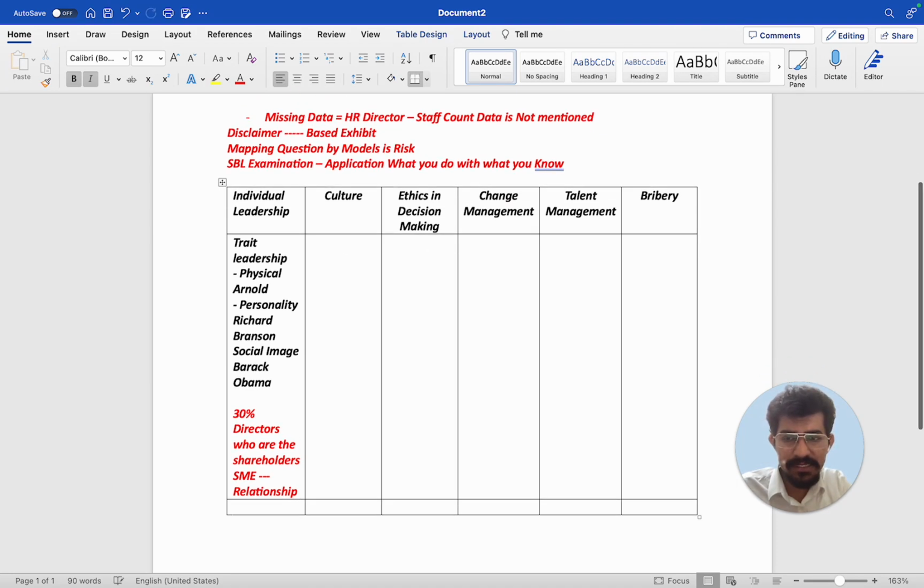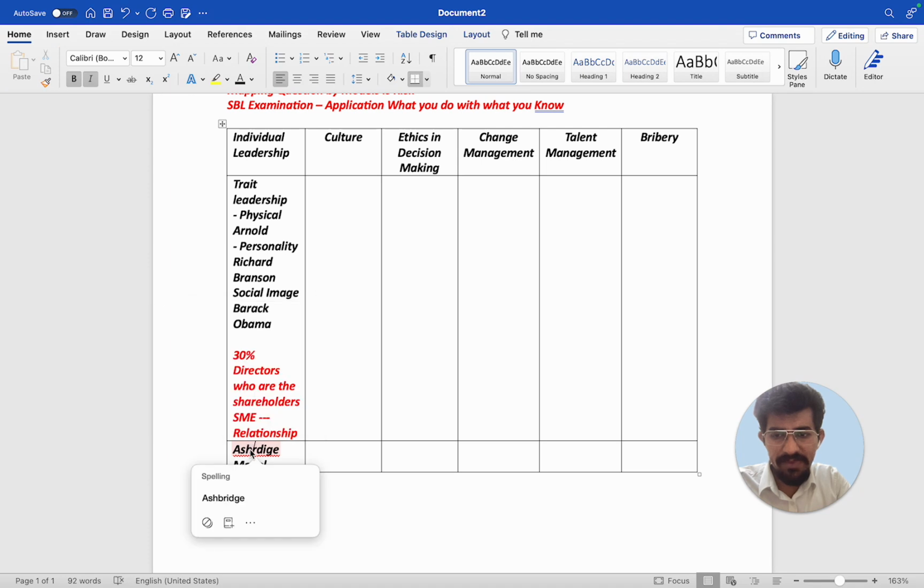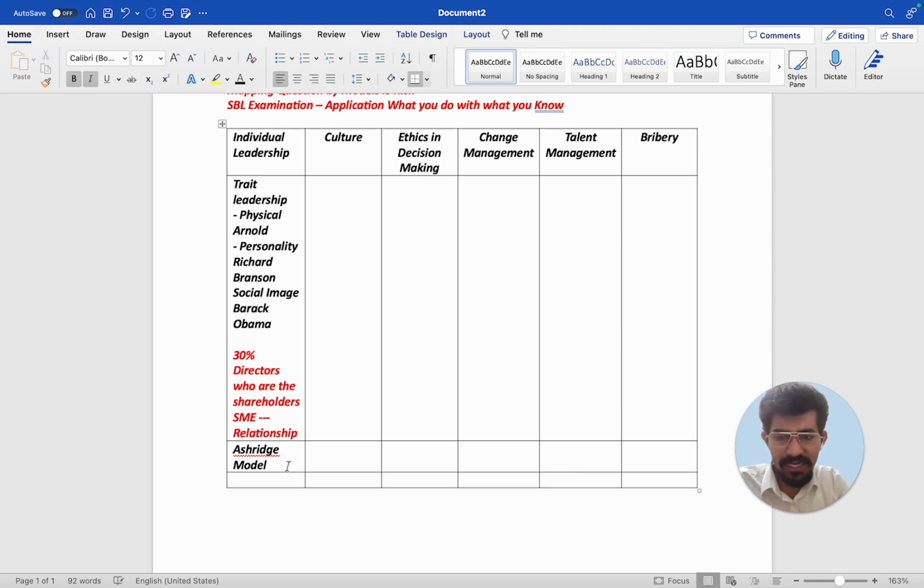Then, students, the next one, coming into the action model, is generally known by everyone, the Astridge model. I don't want to complicate this for you all. If you see this Astridge model, you would have studied this. Just to give you an idea, it has the following styles of leadership.